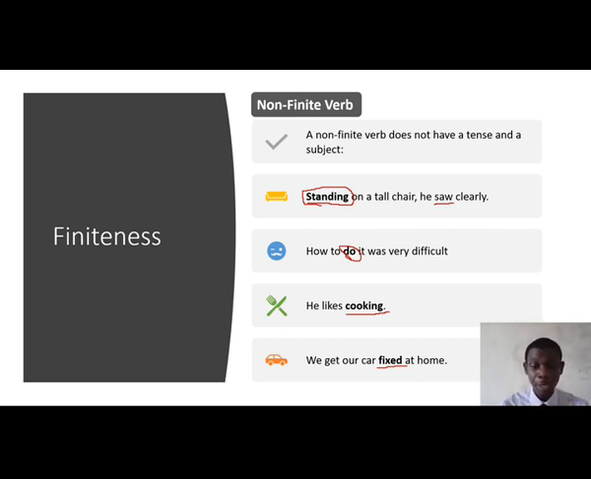So what we have here now is we get our car fixed at home. Let's change it to past tense. We got our car fixed at home. We will get our car fixed at home. So changing the time, fixed remains fixed. So it shows it's a non-finite verb. So let me test you with this. Try and do this yourself.